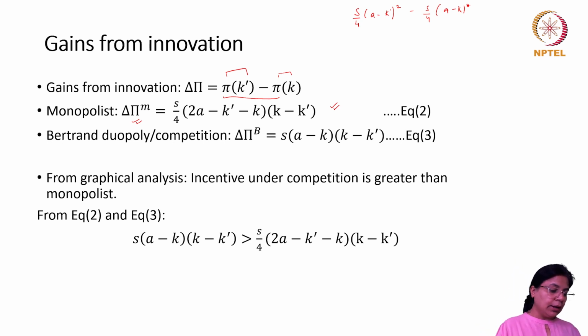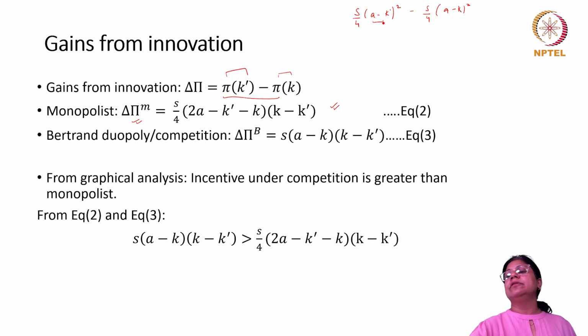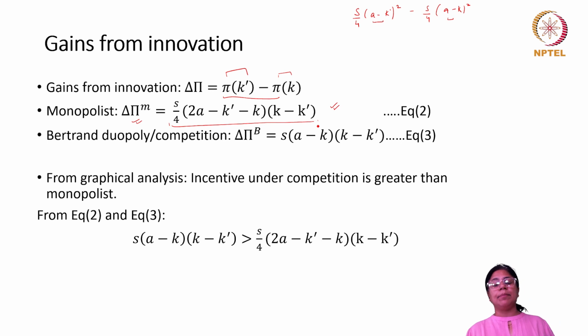This is what we have done, and once we open this, clearly you can open these terms and then put them together, bring the common terms, and you should be able to get this s by 4 into 2a minus k prime minus k multiplied by k minus k prime.